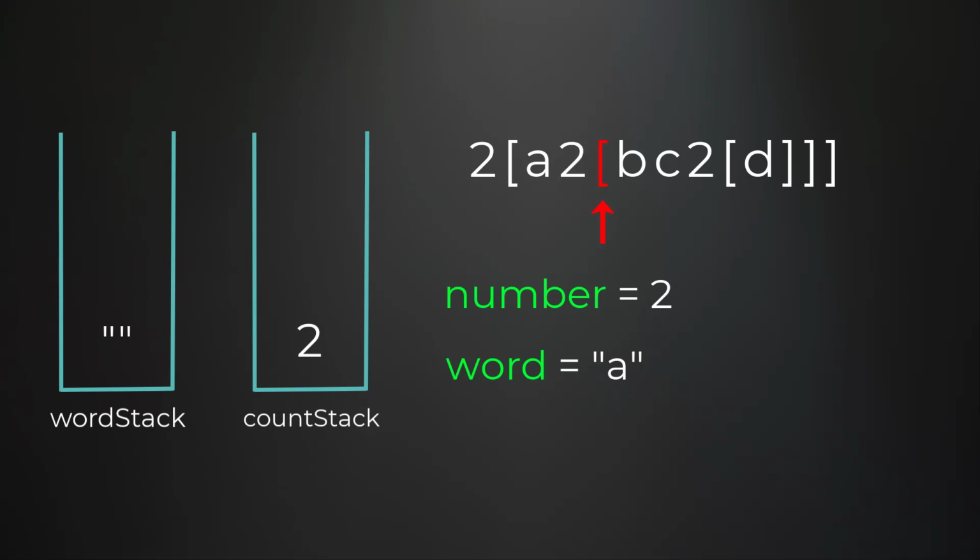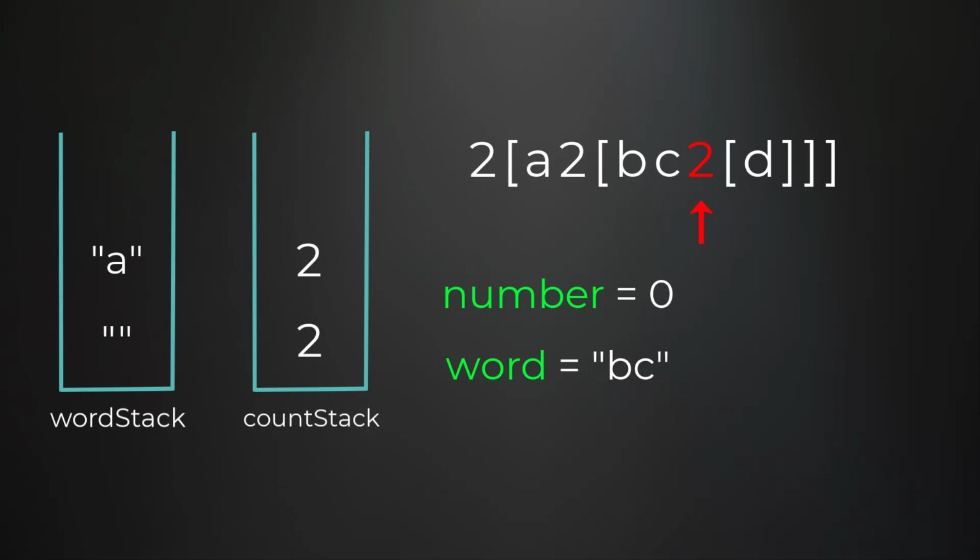And then we arrive at another open bracket. So same as before, we're going to add the word and the number to their respective stacks. And then once we add both of those variables, we will reset them. Next, we're at character B. We add it to the word variable. Then we're at character C, add it to the word variable.